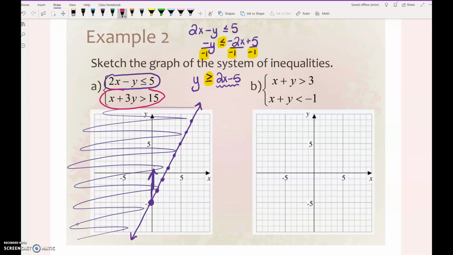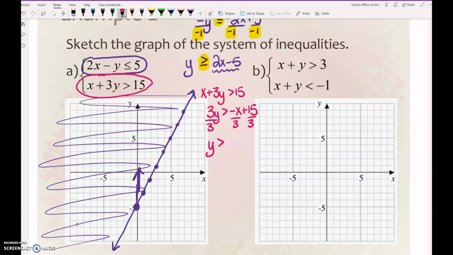Next, we need to get the second inequality ready to graph. We have x plus 3y is greater than 15. Subtract x. And then divide by 3. When we divide by 3, do we flip the sign? No. Negative x over 3 is -1/3 x. So this is the one we're actually graphing.